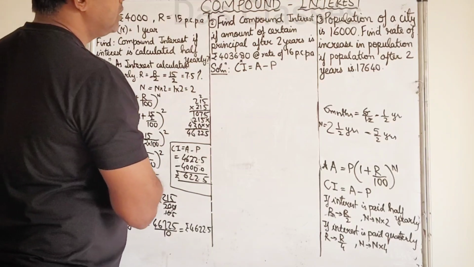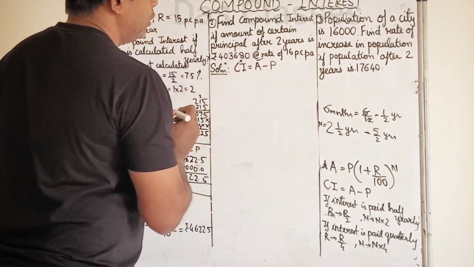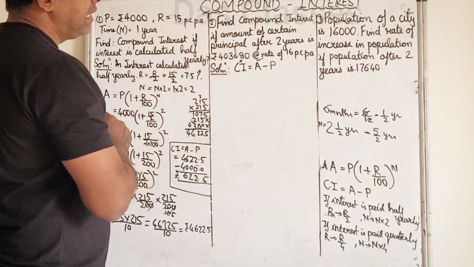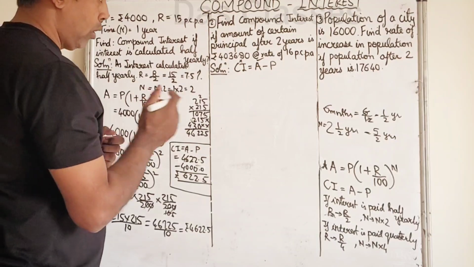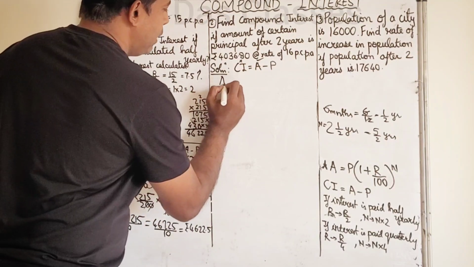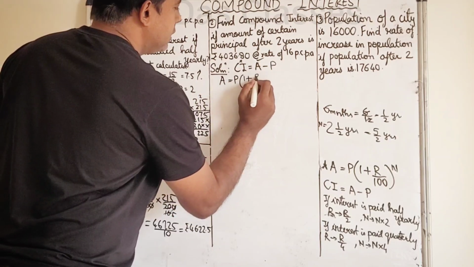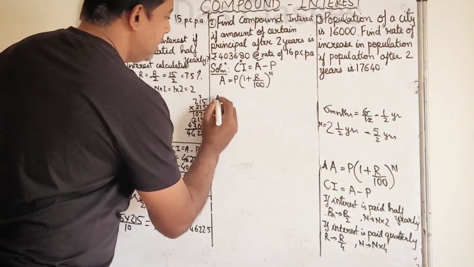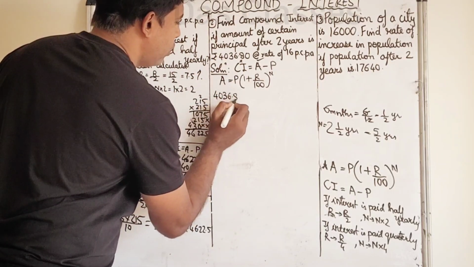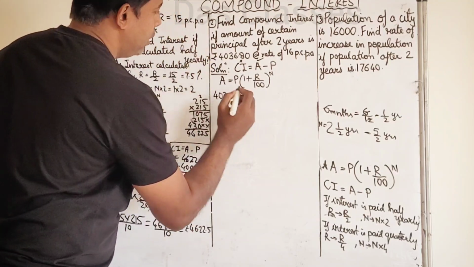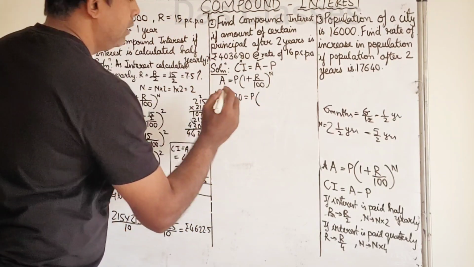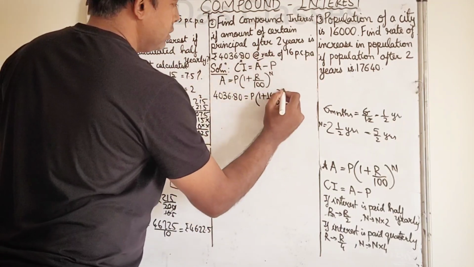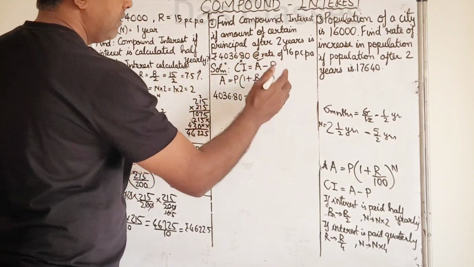The amount of a certain principal after 2 years is given to you, but the principal is not given. So basically in this sum, we need to first find out the principal and then we can calculate the compound interest. So how do we go about it? Same way, write down the formula: A is equal to P into 1 plus R upon 100, raised to n. Now in this example, the amount has been given, 4036.80. Principal we don't know. Rate is given to us as 16 and the number of years is 2 years, so n is 2.